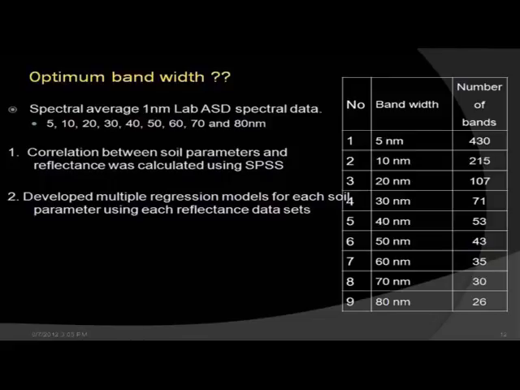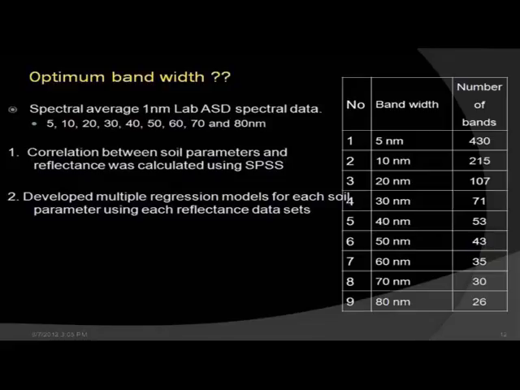So what we did is we integrated at every 5, 10, 20, 30, 40, 50, 60, 70, 80 nanometer, and developed the prediction models and looked at the R square to see which bandwidth is optimum as far as the prediction model is concerned, as far as the reliability of that model is concerned.